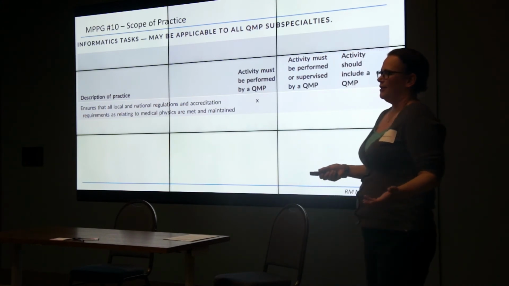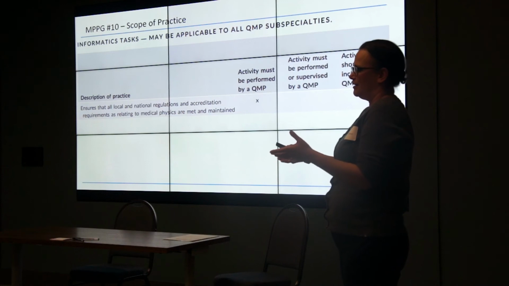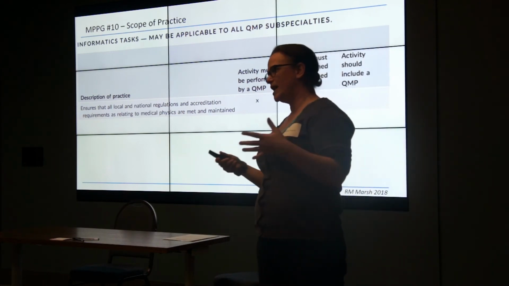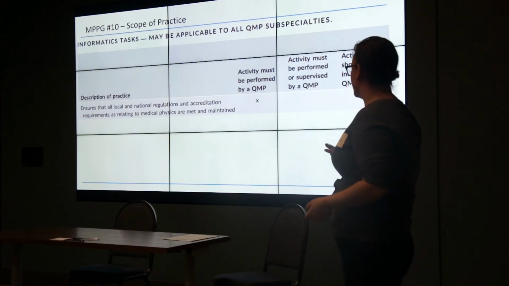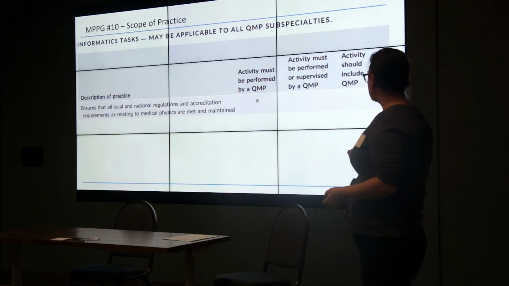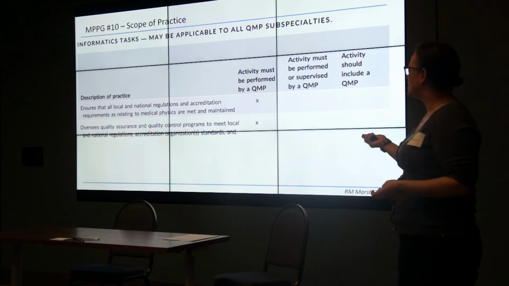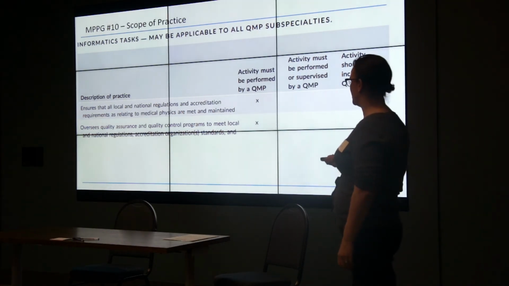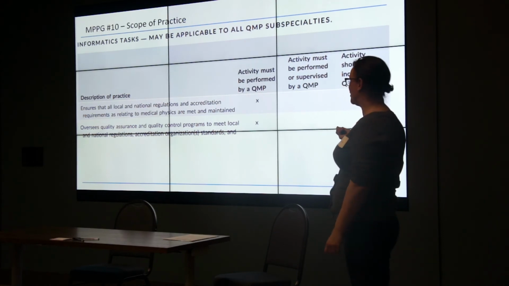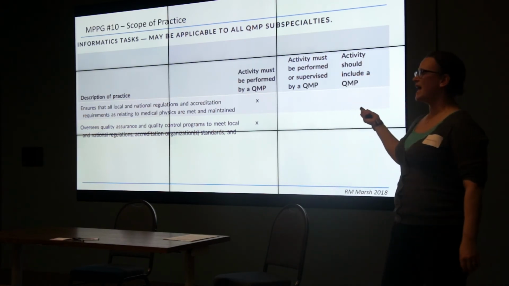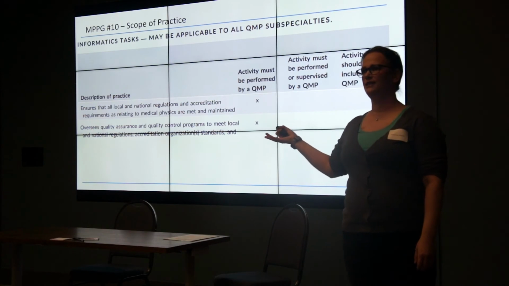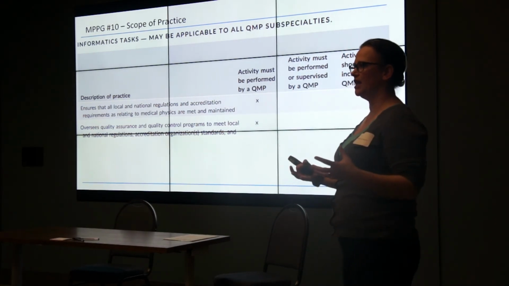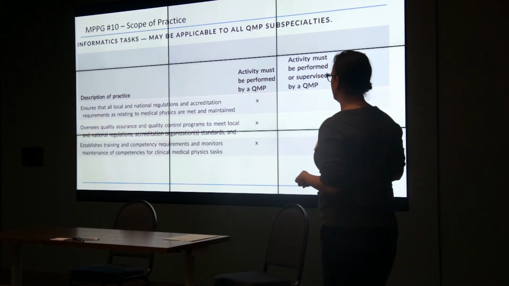Some of it was, but you say, well, it could fall into this category with all of these caveats. We had to make an ultimate decision at some point. Okay, oversees quality assurance and quality control programs to meet local and national regulations, accreditation standards, and something else I left off that I obviously don't remember because my memory's horrible. So the idea is not that the medical physicist, the QMP, is doing all of these things themselves, but they're overseeing it. They're ultimately responsible for it.